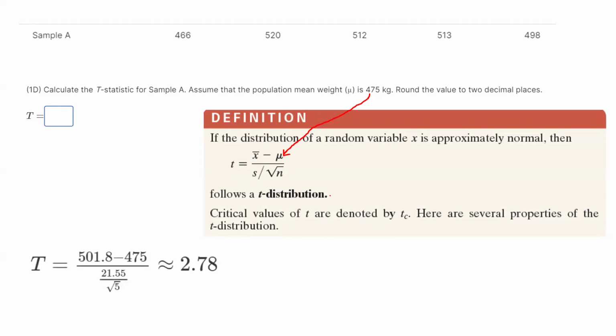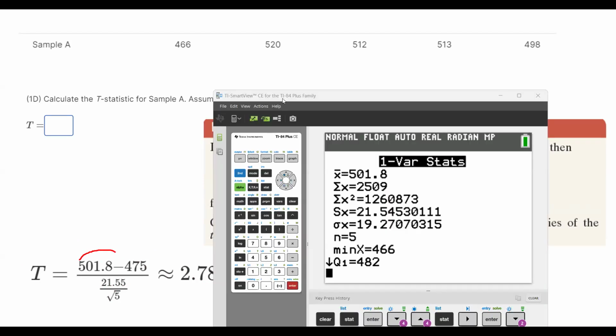So let's begin. T, capital T, small t, both of them showing the exact same thing, is x bar, which is 501.8 minus 475, which is given in the question to us, divided by 21.55, which is your sample standard deviation, divided by square root of 5, which is about 2.78 kilogram. So let me show the calculator to make sure you know where we got this information.